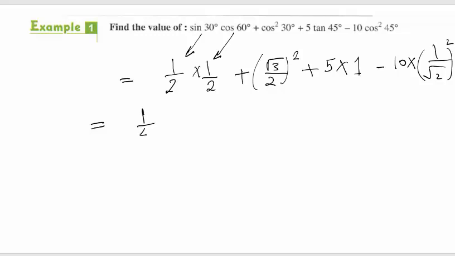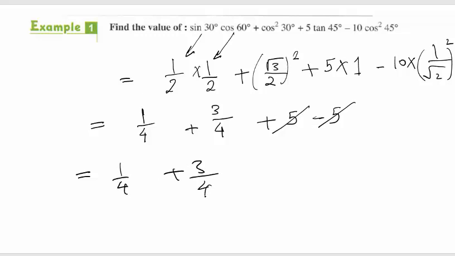Half multiplied by half will be a quarter. Root 3 over 2 raised to the power of 2 will be 3 over 4. 5 multiplied by 1 will be 5, minus 10 multiplied by 1 over root 2 to the power of 2, which will be 5. So let's go deeper. 5 minus 5 cancel each other, so I will have a quarter plus 3 quarters, which equals 4 over 4, which equals 1. Is it clear that I should perform all these steps to find my final answer, not only write this expression on the calculator?